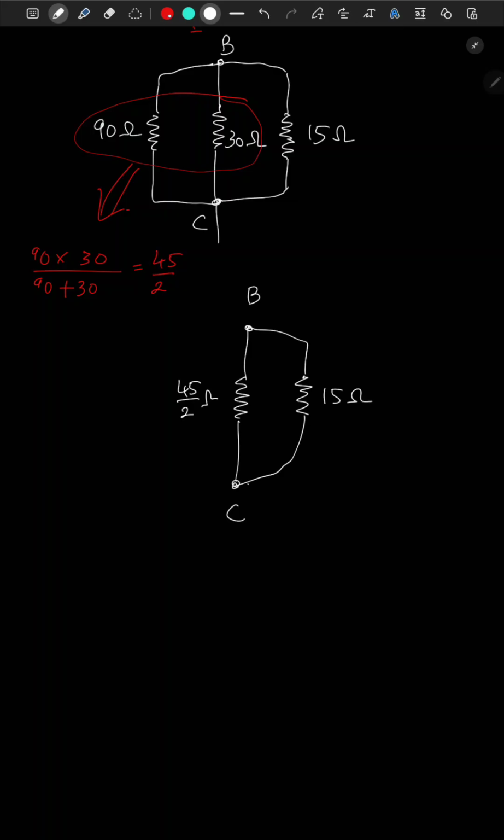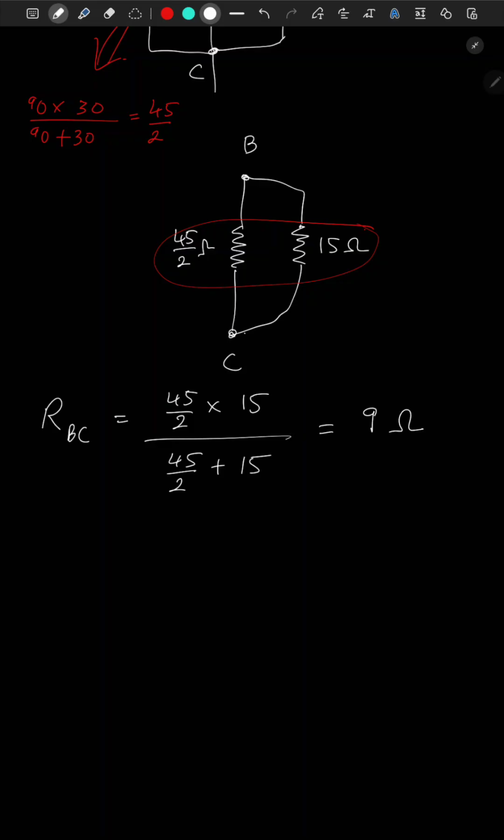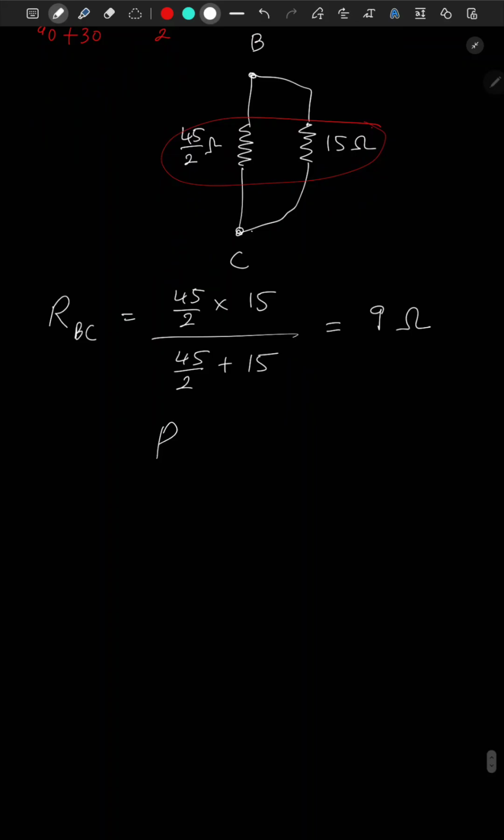Now these two are in parallel. We have to work this out in parallel. So we have RBC is equal to the product over the sum. And when you work this out, you must get 9 ohm resistance. So the resistance across BC is 9 ohm.